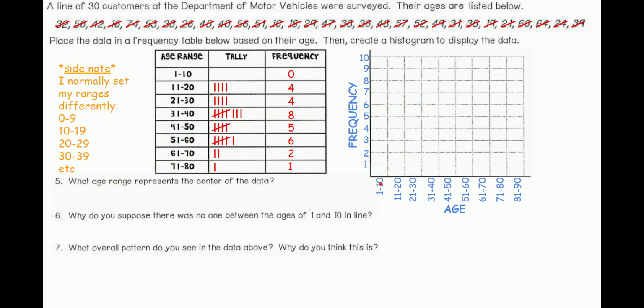And then let's fill it out. So between 1 and 10, 0 people, so nothing gets shaded. Between 11 and 20 people, so I am going to shade up to the 4th line, indicating there are 4 people who are in that age range.